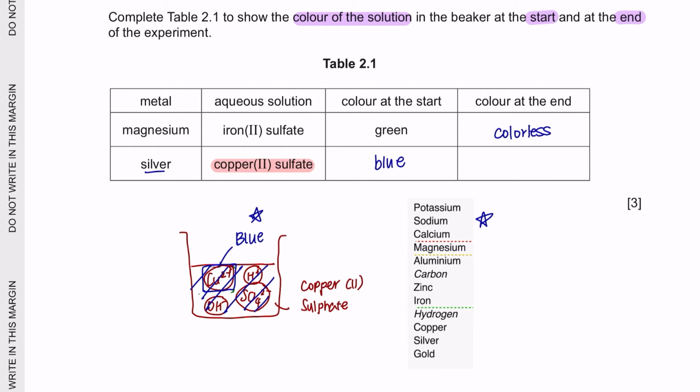And according to the reactivity series, silver is placed below copper, meaning that silver cannot displace copper. So the solution will remain as it is, which is copper(II) sulfate. So the color of the solution will still be blue.